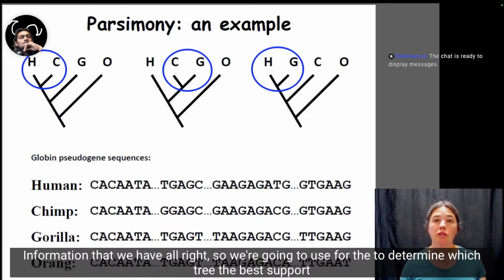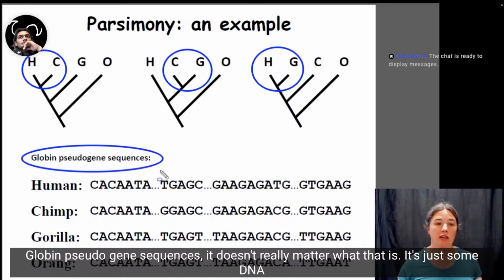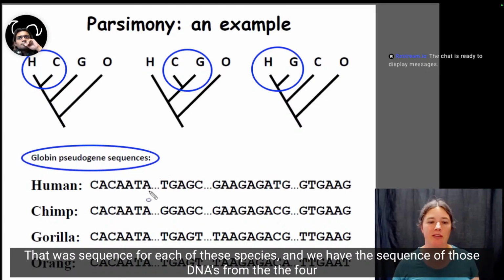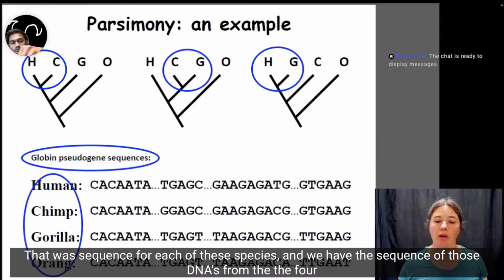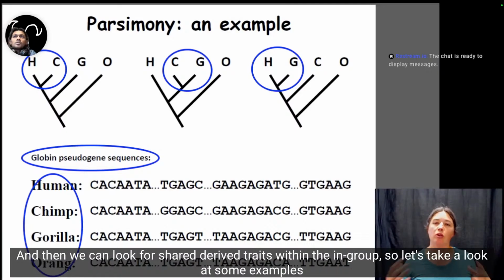All right, so to determine which tree has the best support, we're going to use some genetic data. So at the bottom here, we have globin pseudogene sequences. It doesn't really matter what that is. It's just some DNA that was sequenced for each of these species. And we have the sequence of those DNAs from the 4 organisms in question. Now, remember, orangutans are our outgroup, so we assume that they have the ancestral trait, and then we can look for shared derived traits within the in-group. So let's take a look at some examples.